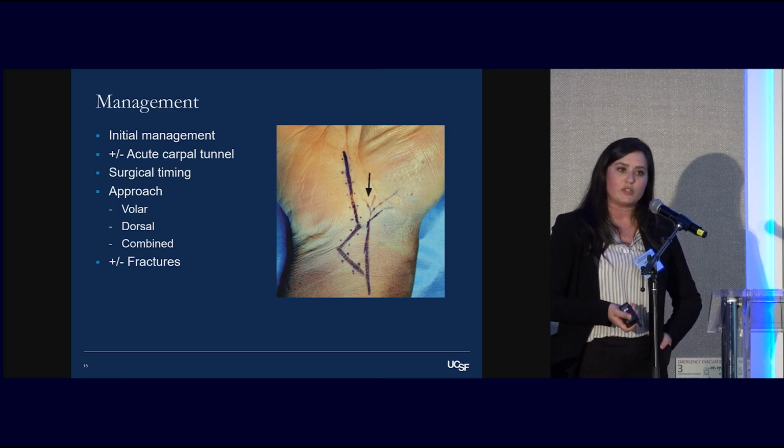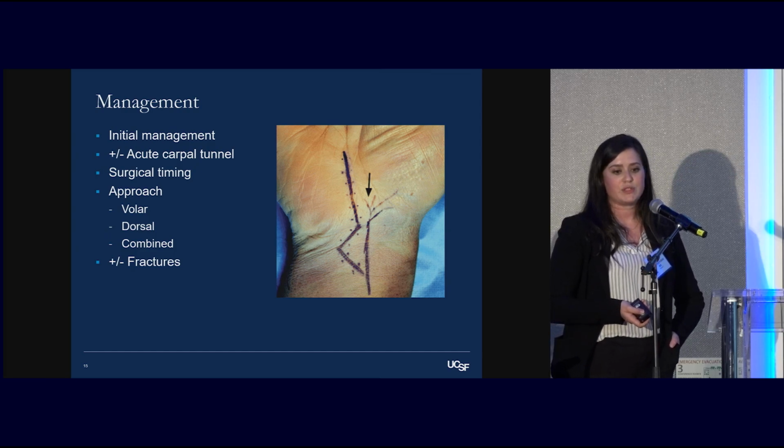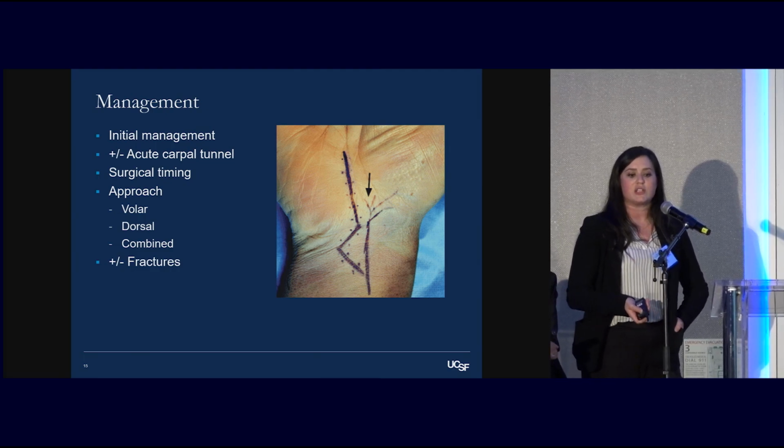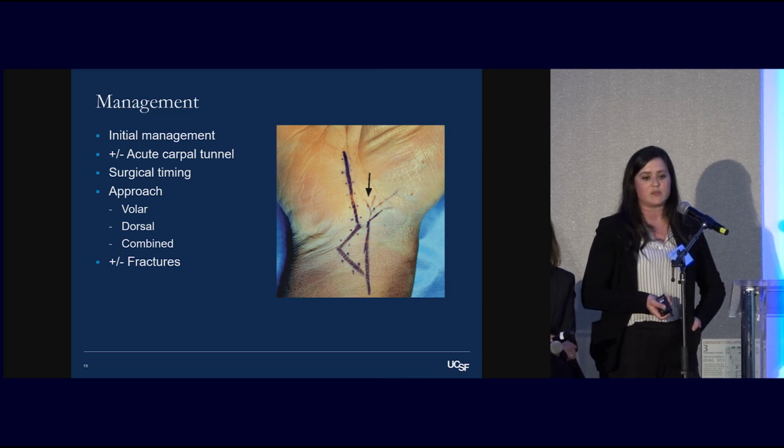Also, if you're having trouble reducing the lunate, you can use the volar approach to access the lunate and get it reduced. You always want to make sure the ulnar limb of your incision is ulnar because you want to avoid the palmar cutaneous branch.